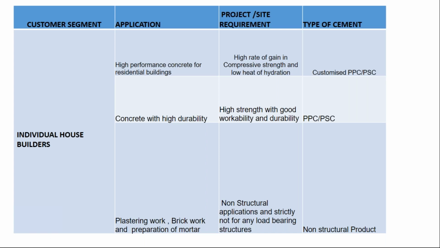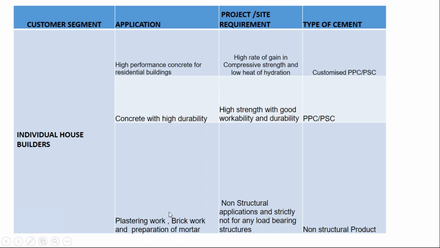So that is where we go in for the customized Portland Pozzolana cement. We improve upon what is given in the IS code, so much more than that. Especially for concreting, a high rate of gain of compressive strength and low heat of hydration is what is required. And of course, because of low heat of hydration, as well as the ability to consume calcium hydroxide, you have the best of both the worlds.